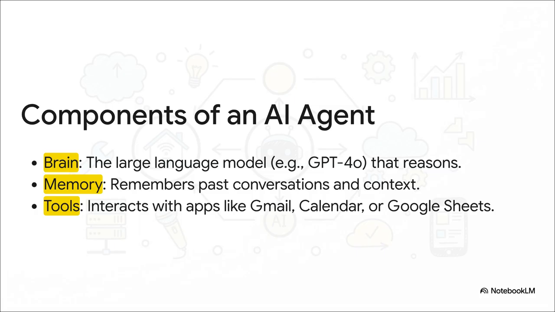You've got the brain, which is a large language model like GPT-4o. That's the part that does all the thinking. Then there's the memory, which lets it remember what you've talked about before. And crucially, you have the tools. These are its hands, how it actually interacts with your digital world. Apps like Gmail, your calendar, Google Sheets, you name it.